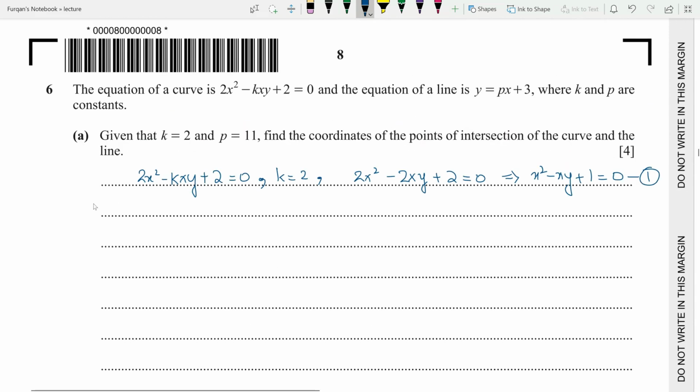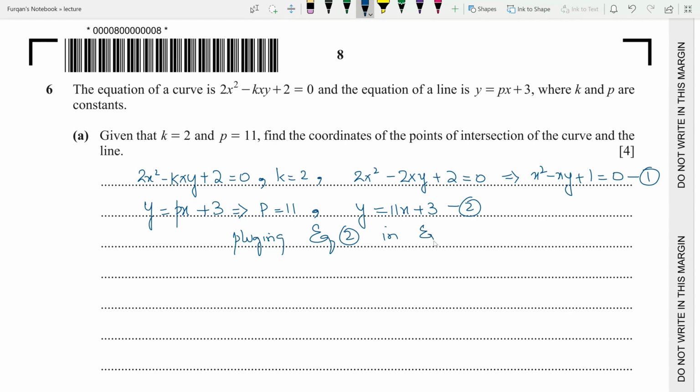Now, the equation of the line is y = px + 3, and when we plug in p = 11, it becomes y = 11x + 3. So this is equation 2. We have two equations: one is the equation of the curve and the other is the equation of the line, and we need to find the point of intersection. So we will solve them simultaneously, plugging equation 2 into equation 1.